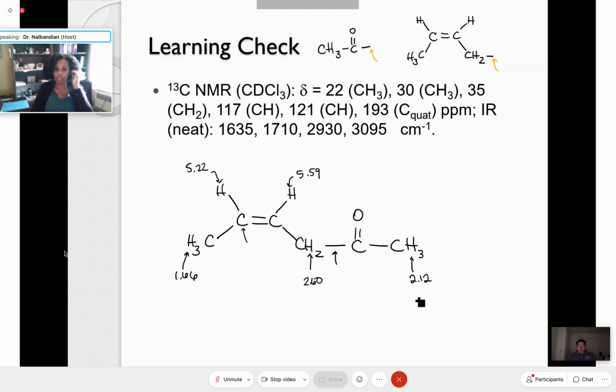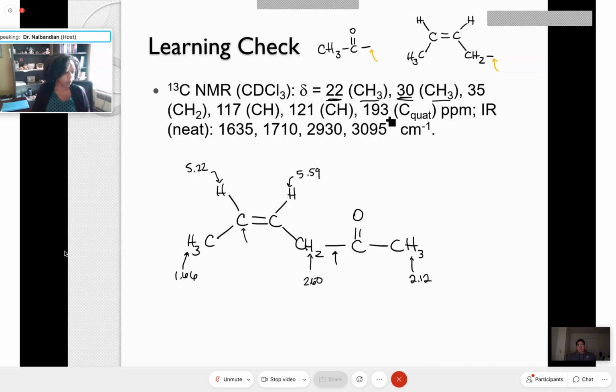Now we need to assign all of the carbons. So looking at this, I tell you how many hydrogens, and so this is the kind of information you would get from DEPT, right? We talked about the hydrogens, the odds, the evens, and how they are. That's how we know this is a CH3, this is a CH3. So we have 2 CH3s, 22 and 30.